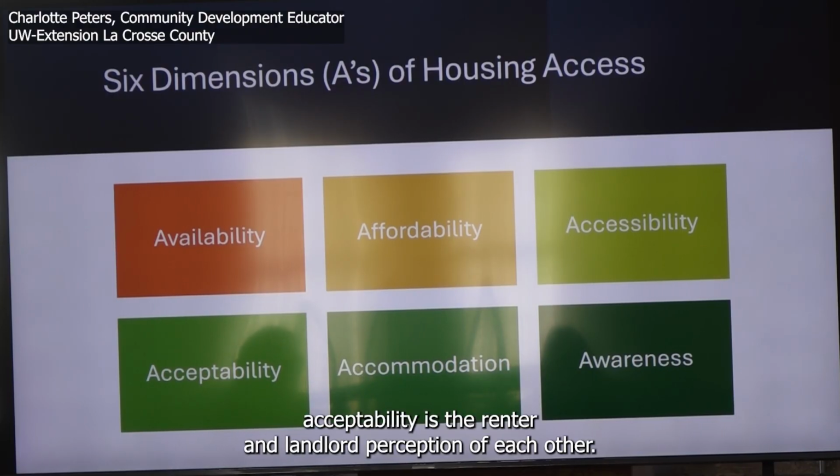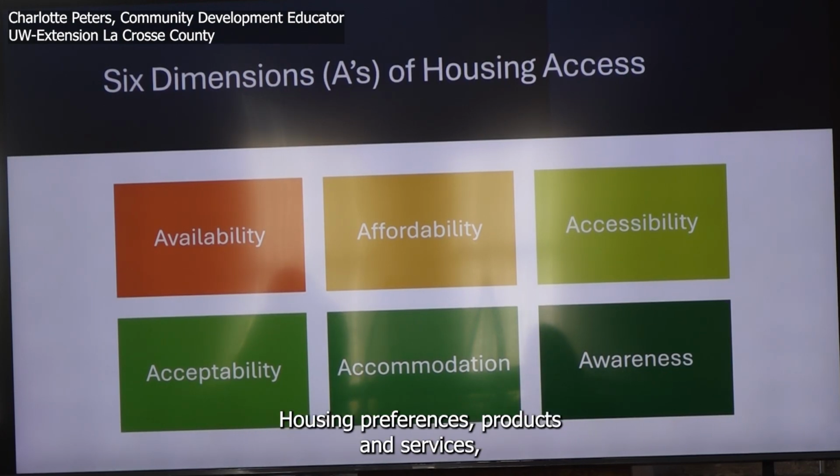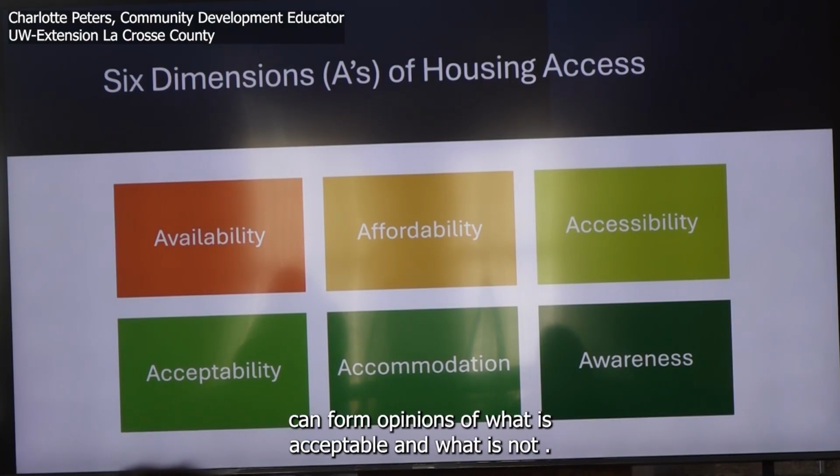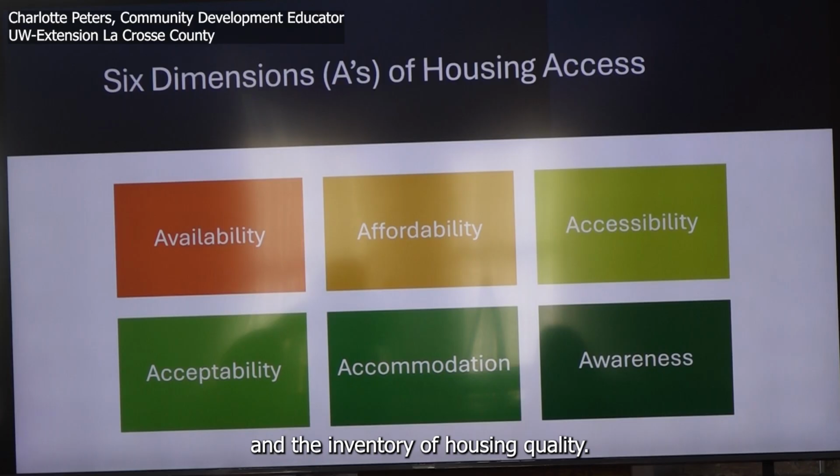Acceptability is the renter and landlord's perception of each other. Does the nature of supply match the nature of demand? Housing preferences, products and services can form these opinions on what is acceptable and what is not. Inventory in this case equals a survey of housing demand compared to the inventory housing quality.